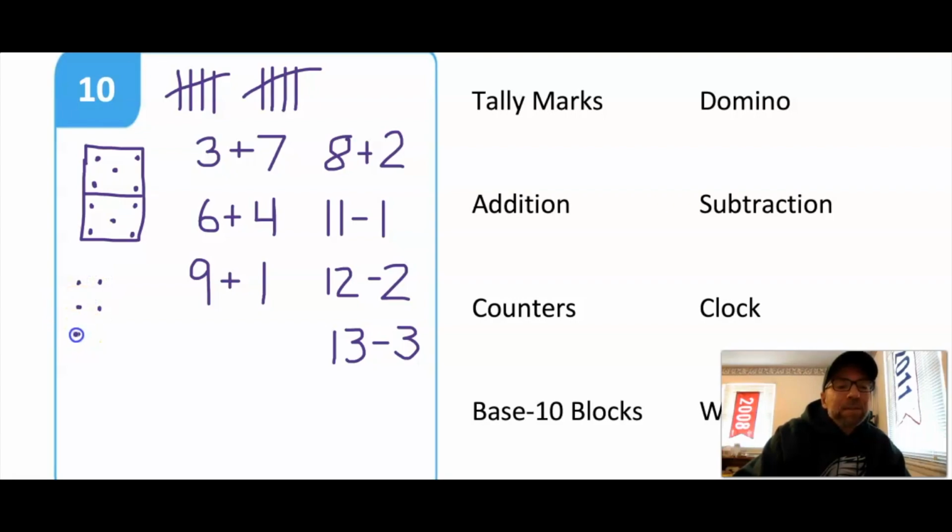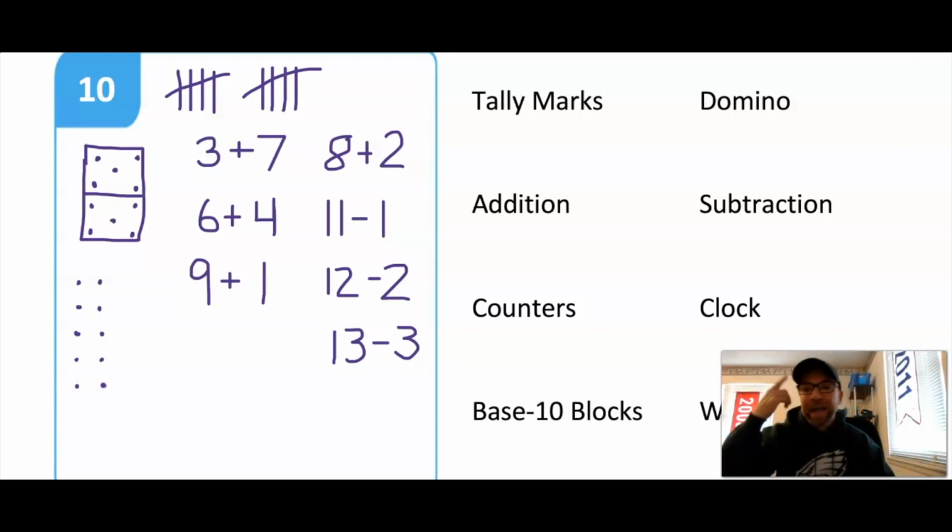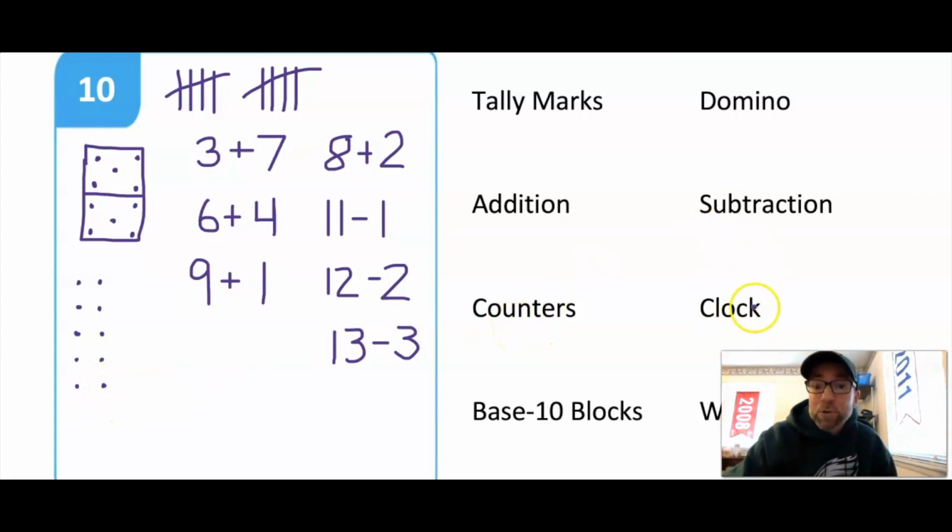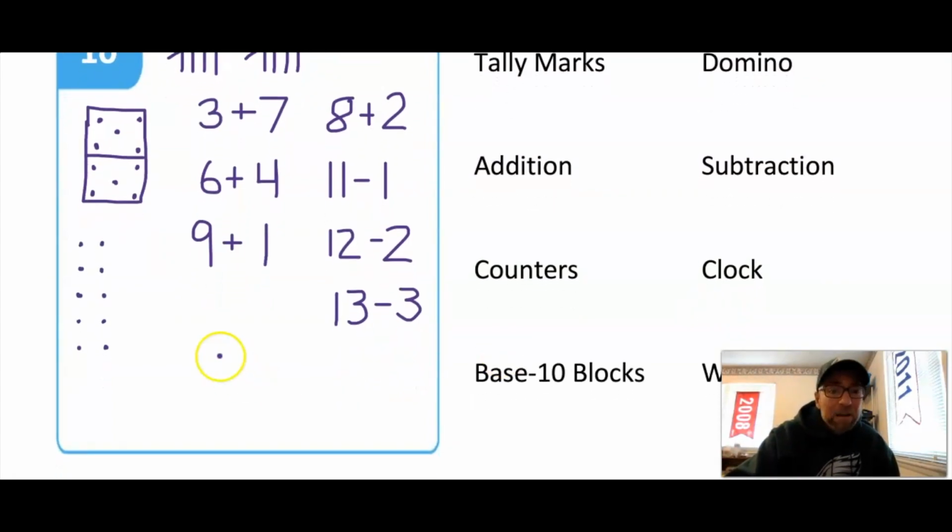I'm going to make mine look like an invisible 10 frame. Ooh, that's fancy. An invisible 10 frame means that you only see the 10 frame in your mind. Here it is. You can see all those little frames. So a counter will work. I can also use a clock. Now I can't use a clock all the time, but if the number is 1, 2, 3, 4, 5, 6, 7, 8, 9, 10, or 11, I could make a clock.